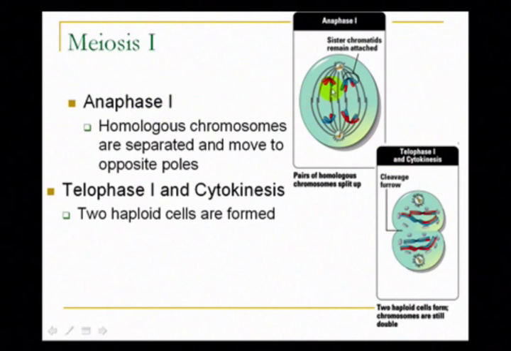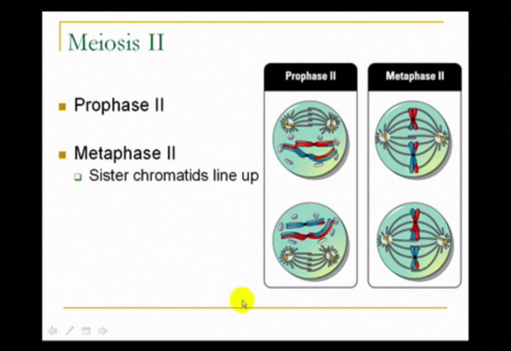So in anaphase 1, you're separating, like we said, the homologous chromosomes. And then you have telophase and cytokinesis. And what that results in is 2 haploid cells, because they only have 23 chromosomes, but the chromosomes are still duplicated into sisters. Then you go into meiosis 2. Prophase, I'm not going to talk much about here. If you remember from mitosis, the centrioles moved opposite sides. The mitotic spindles form, the nuclear membrane breaks down.